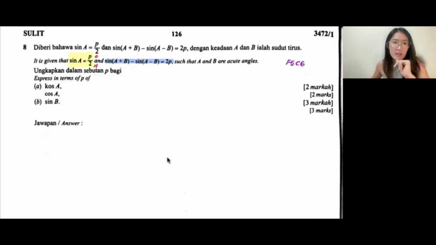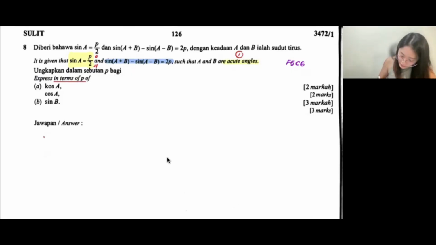Okay, then the next thing. A and B are acute angles. Don't ignore this. A and B are acute angles, meaning they are angles in the first quadrant. Sine, cos, tangent are all positive in the first quadrant. Express, in terms of P, cos A.